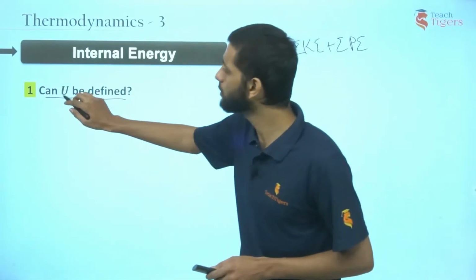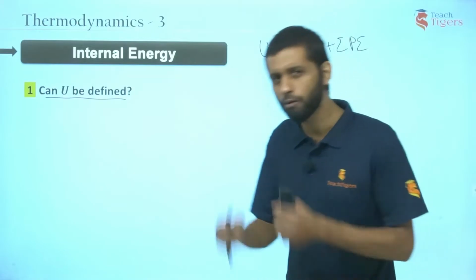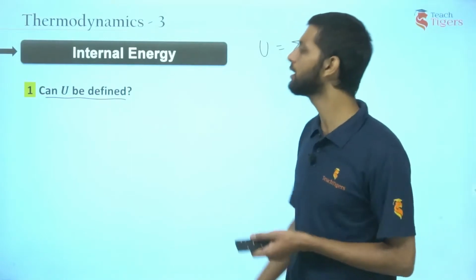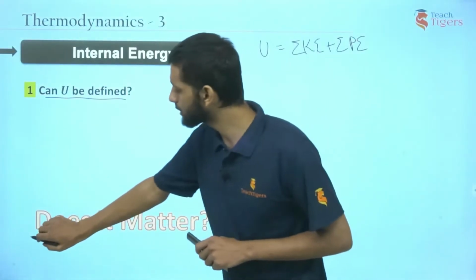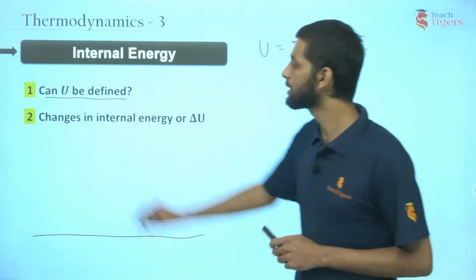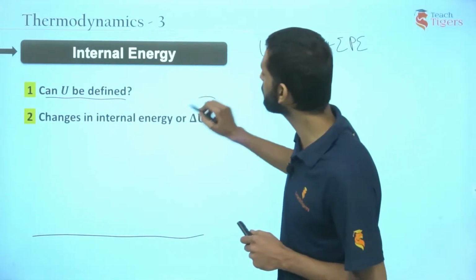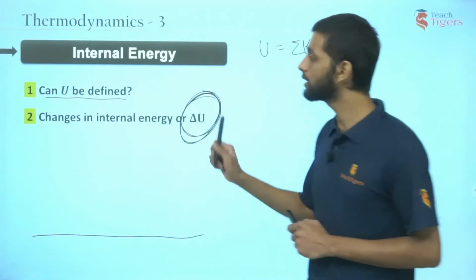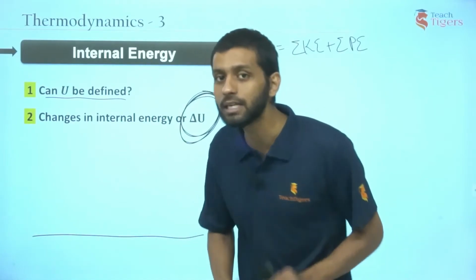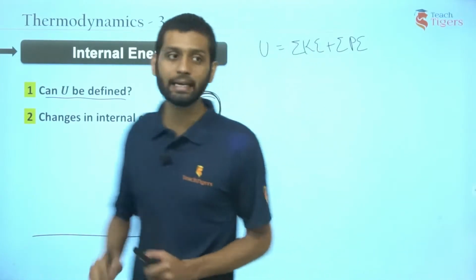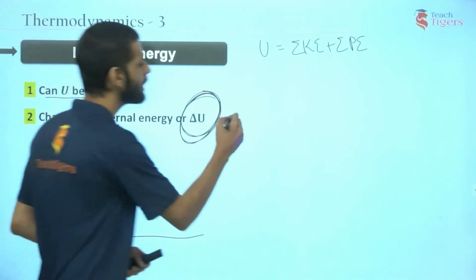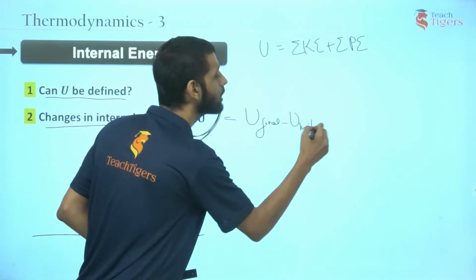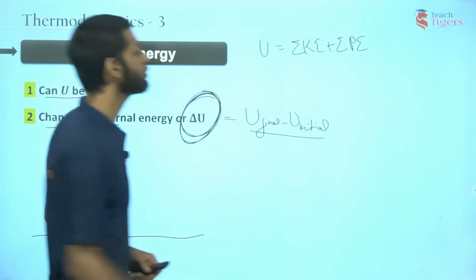So sometimes we don't really go about defining U very particularly, counting nuclear energy or radiations and all those things. Instead, we just say that it does not matter as much as changes in internal energy. So our main focus throughout thermodynamics will be on changes in internal energy instead of internal energy itself. And what does this delta U mean? It means change in internal energy. It means U final minus U initial.